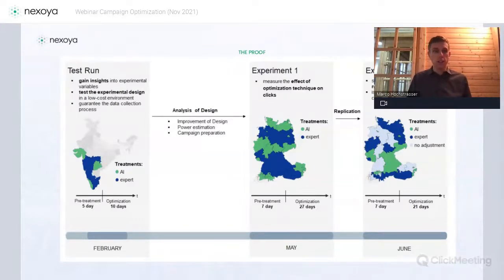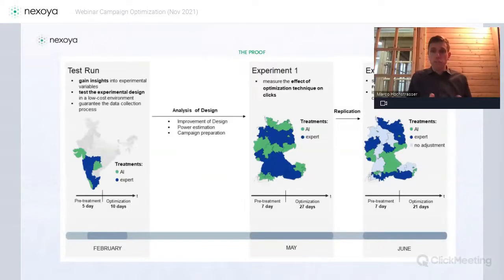So we did the first test run in India in February, and then in May and June followed experiment 1 and 2. Where we had different treatment groups, AI versus expert and AI versus expert versus no adjustments. The geographic regions were selected by different aspects of how many people are online, what is their spend, what is their GDP, and things like that. And we always had 1 month of test, so 7 days of pre-treatment where nobody did anything, so that the machine learning models and the channel really learn, and then 27 days of really optimizing in the 3 different channels. That's kind of what we did.